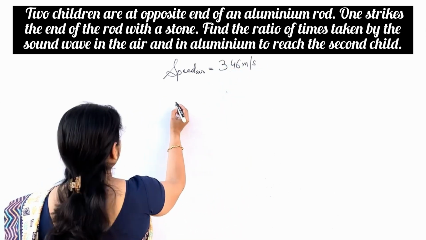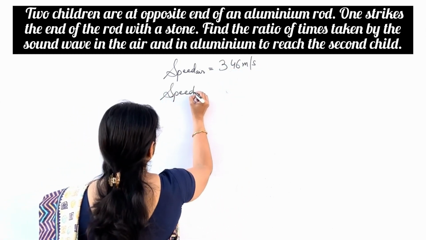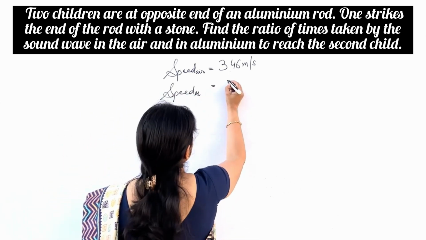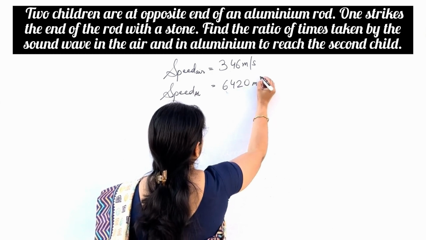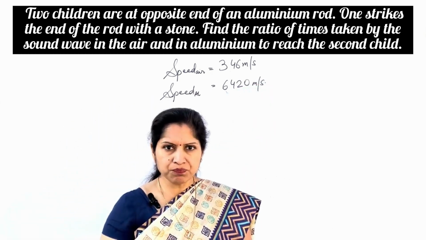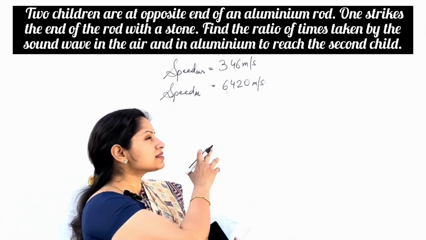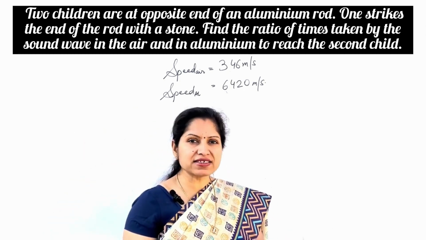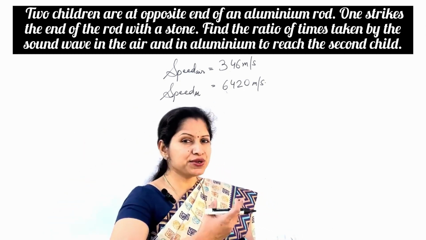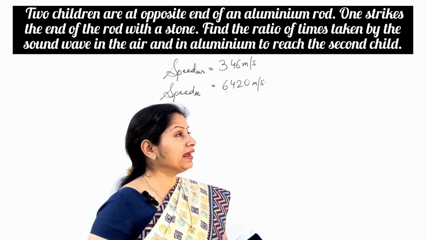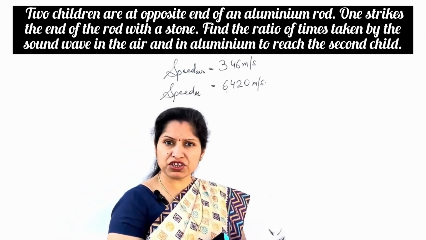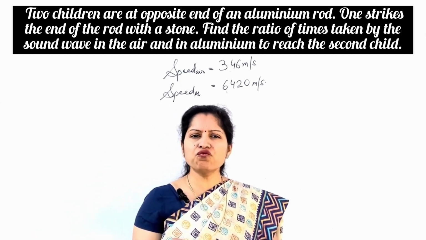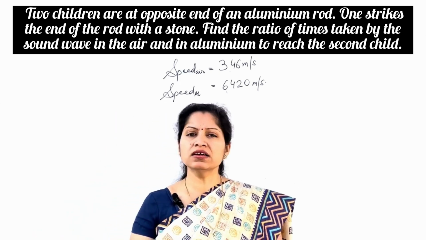And the speed of sound in aluminium, it's 6420 meter per second. Okay. Now, remember one thing. This question is giving you a very important conclusion. We have read now that the speed of sound is faster in solids as compared to gases. So here you can see the difference. In aluminium, the speed is 6420 meter per second. And in air, it's just 346 meter per second. So you can see how fast the sound is traveling in a solid medium.